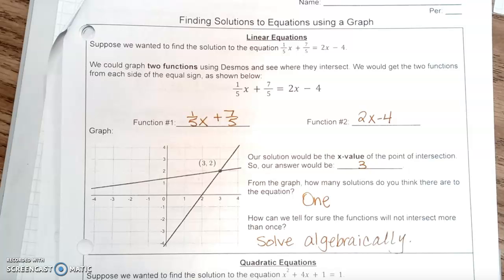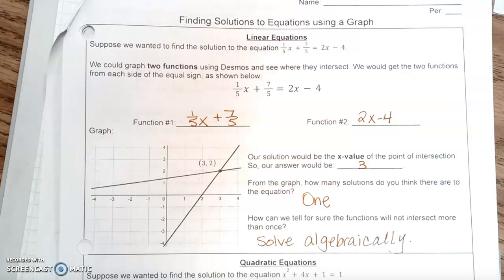Okay. So from the graph, how many solutions do you think there are to the equation? Just one, right? You got two lines, they intersect just once in this particular case. There are two other options, right? What are the two other options? For two lines. They don't intersect at all, right? Or they're on top of each other and they intersect an infinite amount of times, okay?